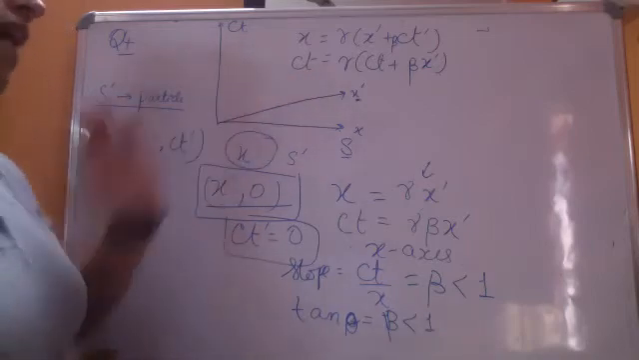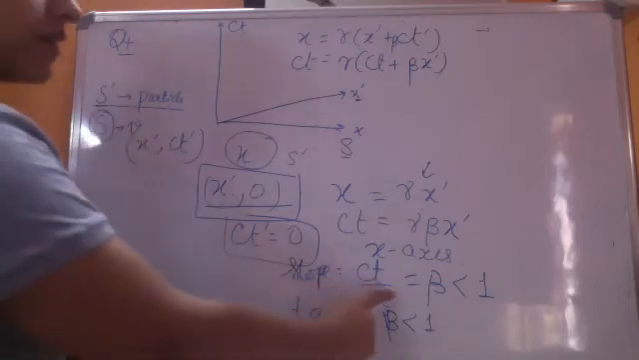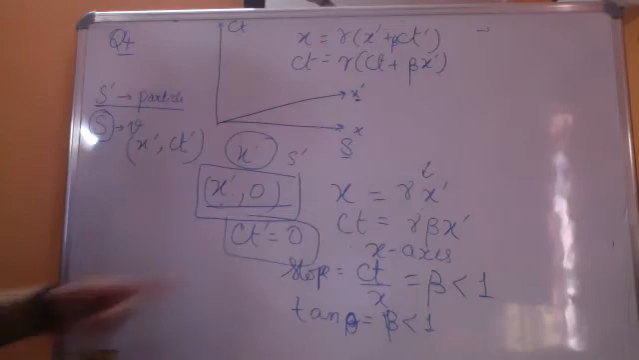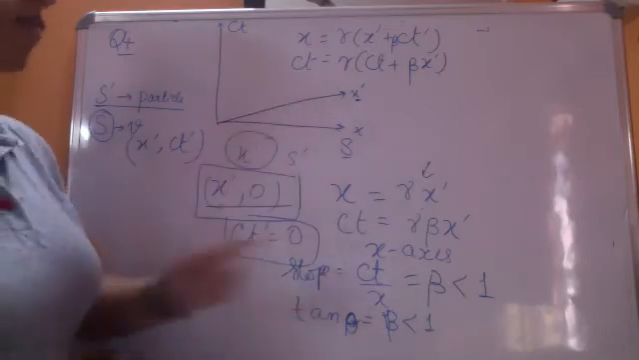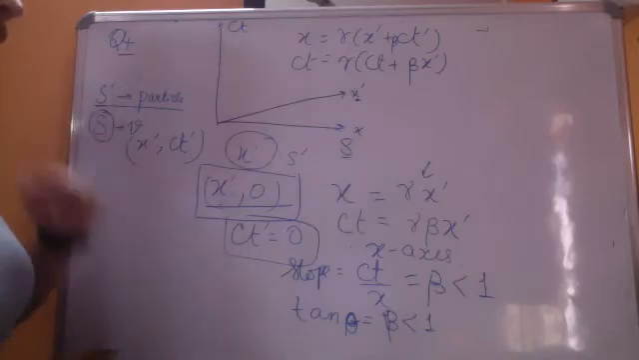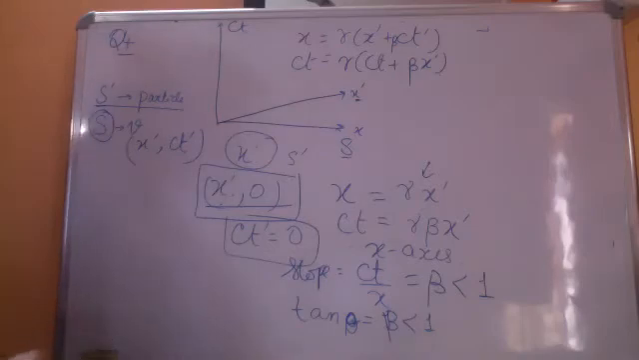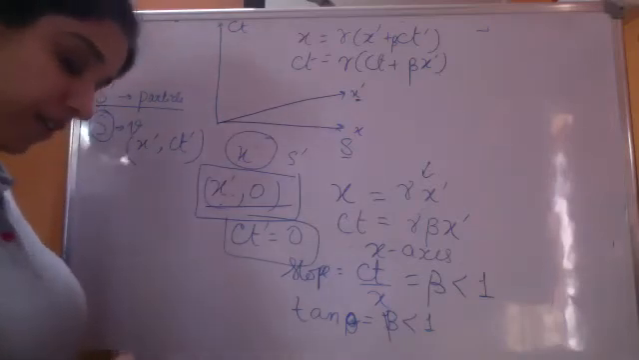So x prime axis represents the world line, and this world line is represented in S frame by a straight line. Why a straight line? Because it's moving with a uniform velocity. And what is the slope of that straight line in the S frame of reference? It is ct by x. Vipin, now say, what were you saying?